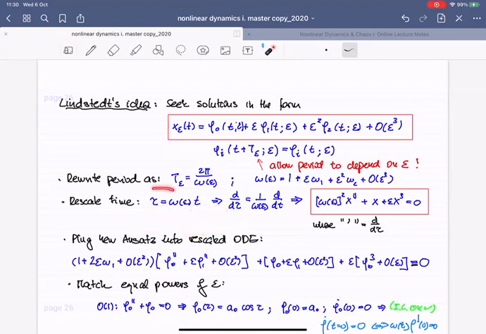The derivative of tau with respect to t, since it's a linear relationship, is just omega epsilon. So d by dt is omega epsilon times d by d tau. If I want to express d by d tau, then this is 1 over omega epsilon d by dt. But what I do operationally in the equation is that whenever I see d by dt, I just write omega epsilon times d by d tau. And if I need to take two derivatives, then this factor will enter squared.